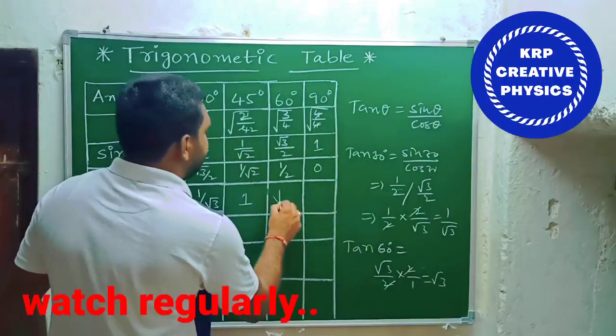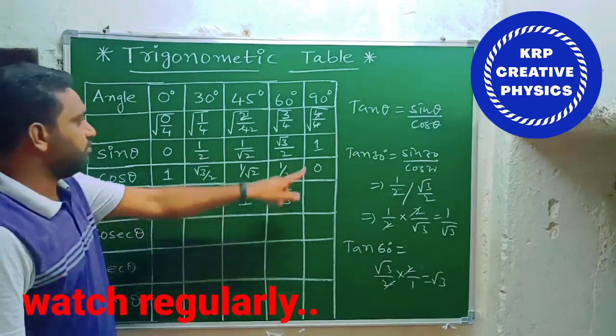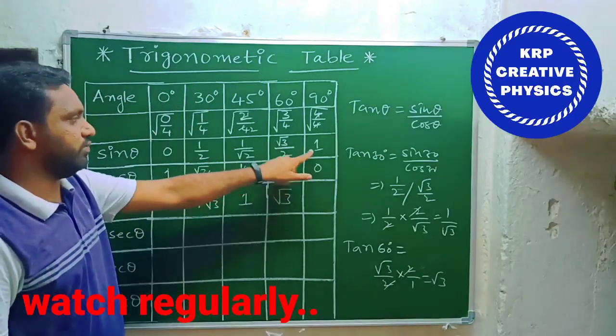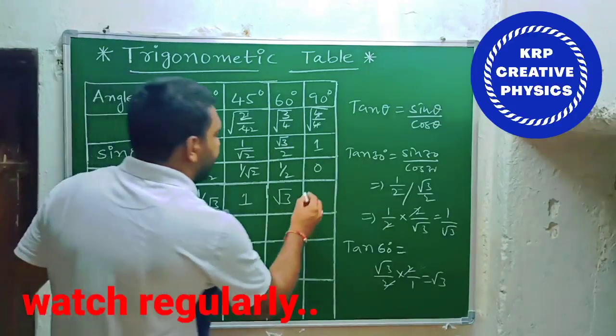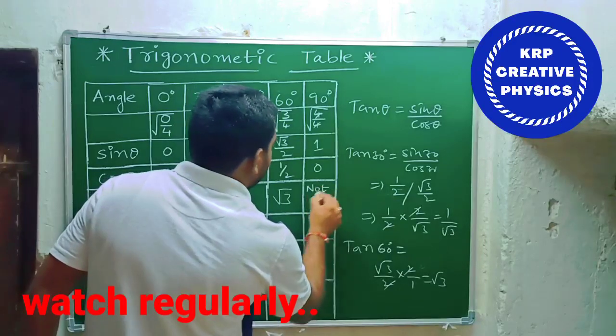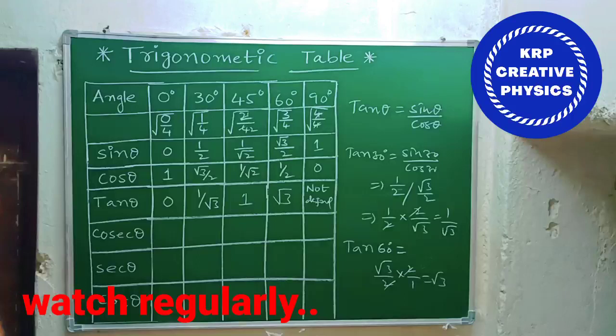So tan 60 equal to root 3. We got this one. So what about tan 90 here? 1 by 0. Sin 90 by cos 90. 1 by 0 is what here? Undefined. Something by 0 is undefined or not defined. So this is not a defined value. So we got all the values of tan theta.